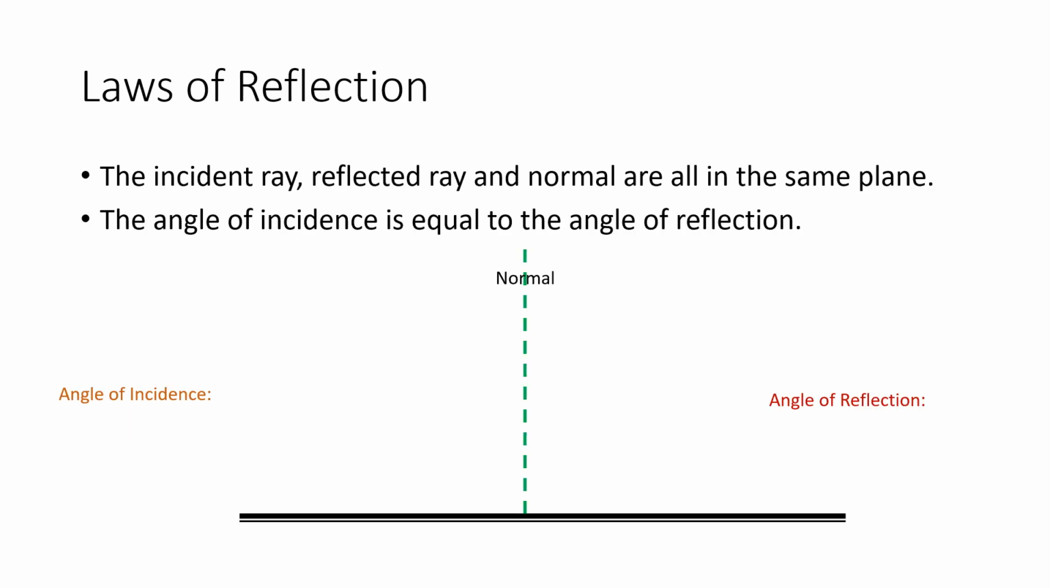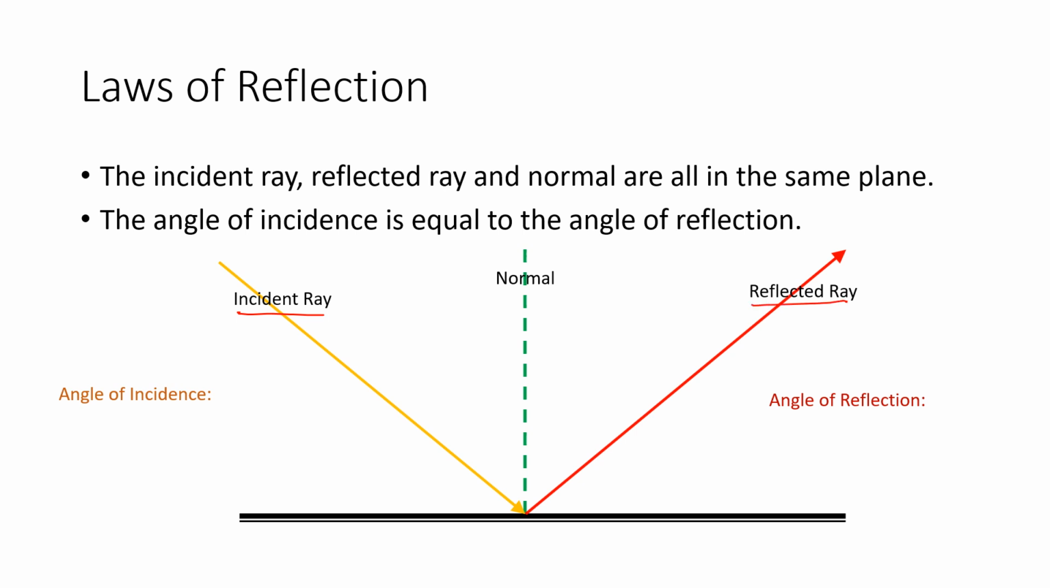So there are some laws that govern the behavior of light when it bounces off a flat, shiny surface. And the first one is that when you have light that is striking the surface, that's called the incident ray, and the light that bounces off of the surface, that's called the reflected ray. Those two are going to be in the same flat plane along with a 90-degree line called the normal to the surface of that shiny surface.